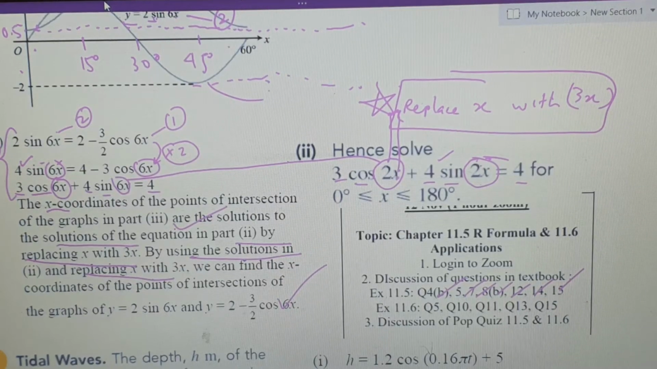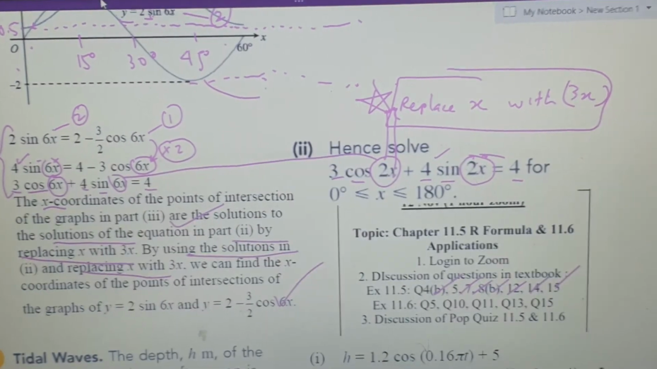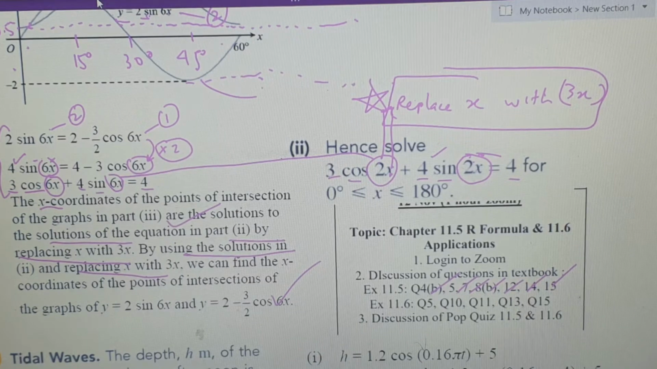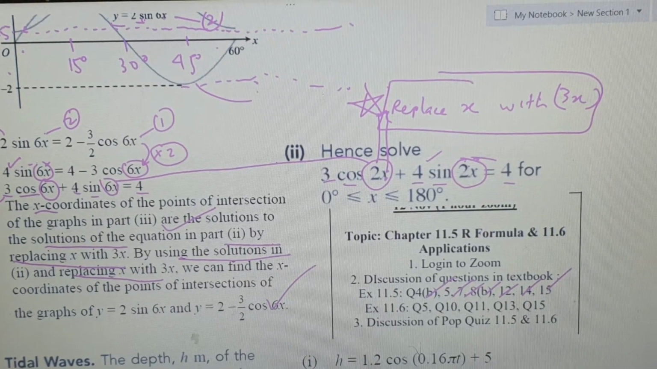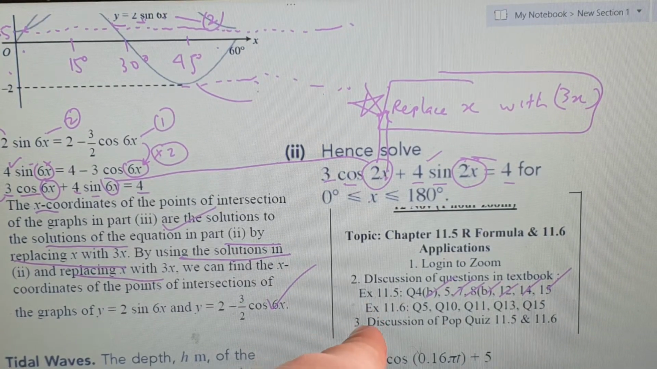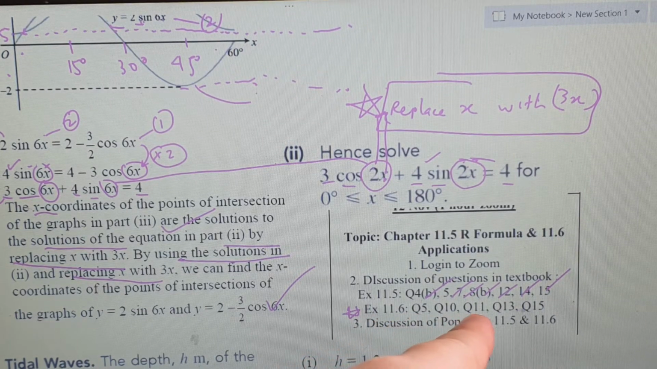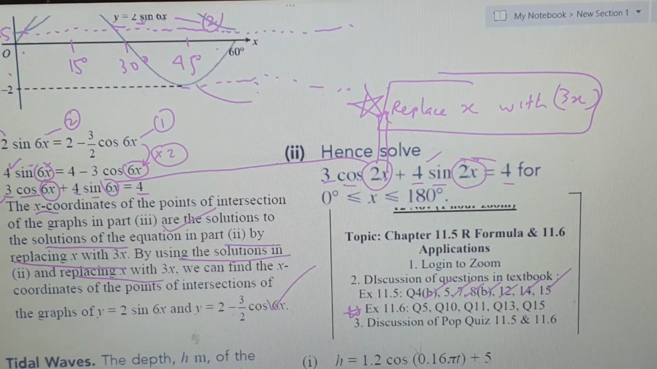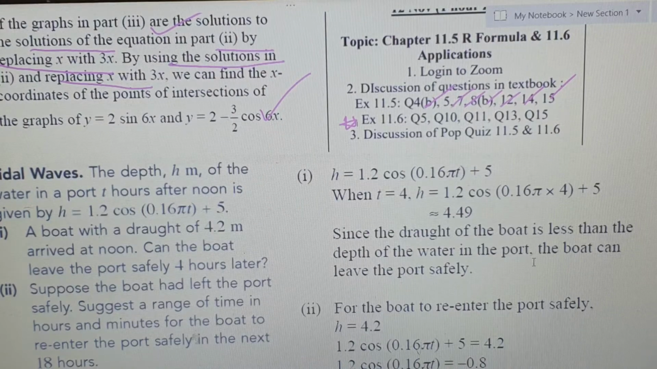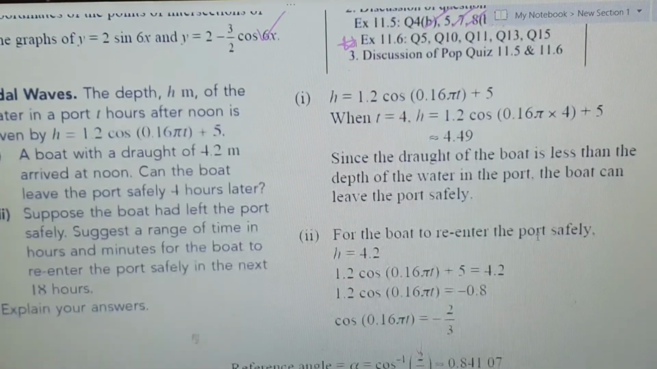Right, this will be the last one on Trigo. We will finish everything today. We are going to do exercise 11.6, questions 5, 10, 11, 13, 15. And then later I'll go through these two pop quiz answers. Now let's start with question 5 of 11.6 in your textbook.